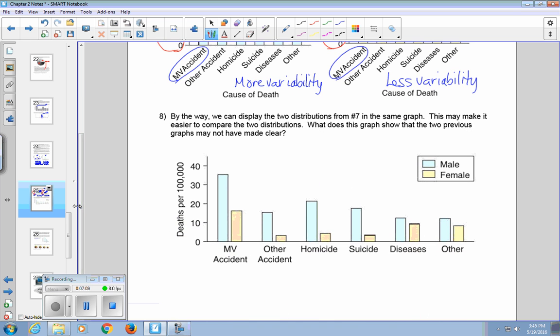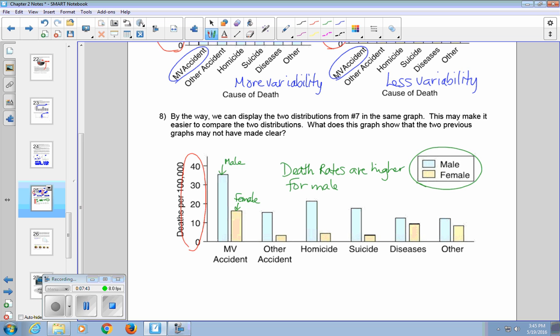Well, now that they're on the same scale, what's a little bit clearer is that there's a much higher death rate for males across all of these categories. So again, the death rates are higher for males in all of these categories. Notice we also have a legend or key here telling us which bar is which. So here's male, that's blue, and here's female. And just to make a note, death rates are higher for the males in all categories.